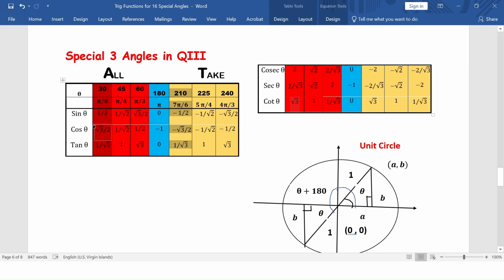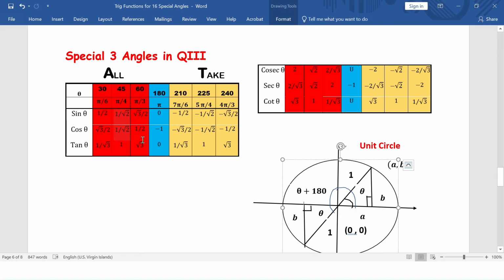You can see the values are exactly the same at pi over 6 and 7 pi over 6. The sine, cosine, tangent, even the cosecant, secant, and cotangent, will be the same for 30 and for 210, which is 7 pi over 6. They will be the same, except that, by All Students Take, only tangent is positive here. Since the reciprocal of tangent is cot, cot must also be positive, but these two must be negative. But the values are exactly the same. That's the meaning of diametrically opposite.